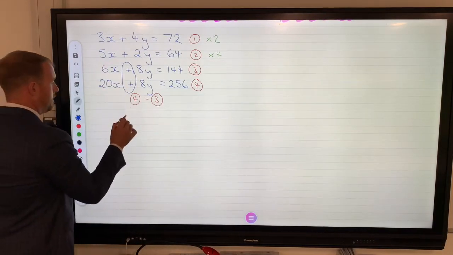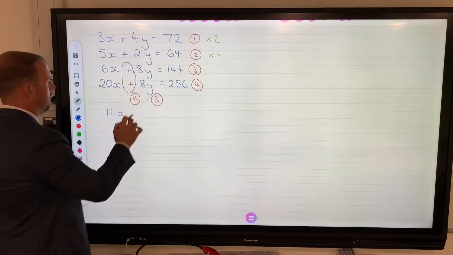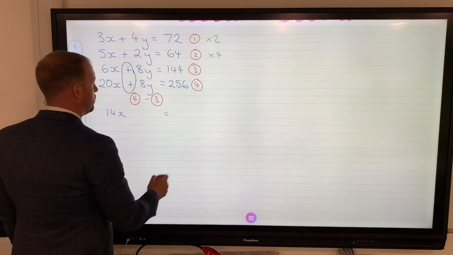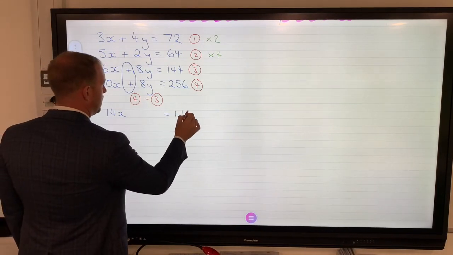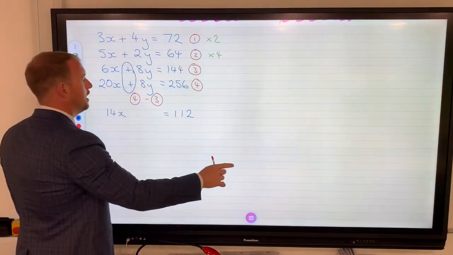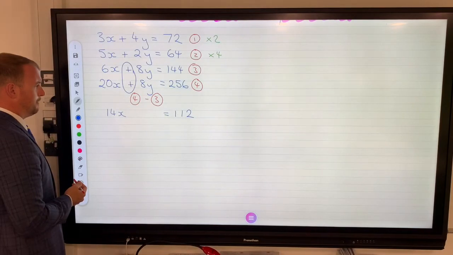So 20x take away 6x is 14x. 8y take away 8y is 0, so it eliminates. 256 take away 144 is 112. Okay, you could do the column method to the side if you're a bit unsure how to do that in your head. Now I need the 14 times table.